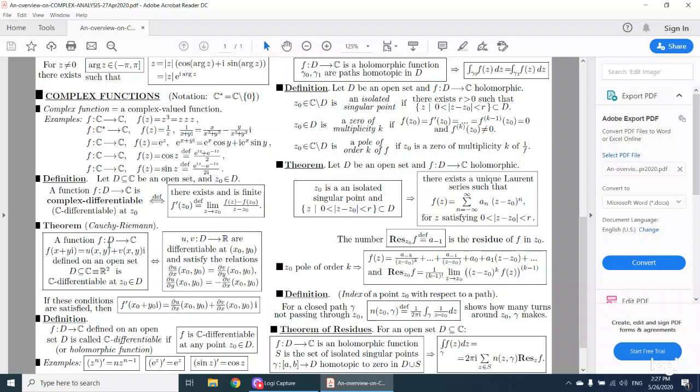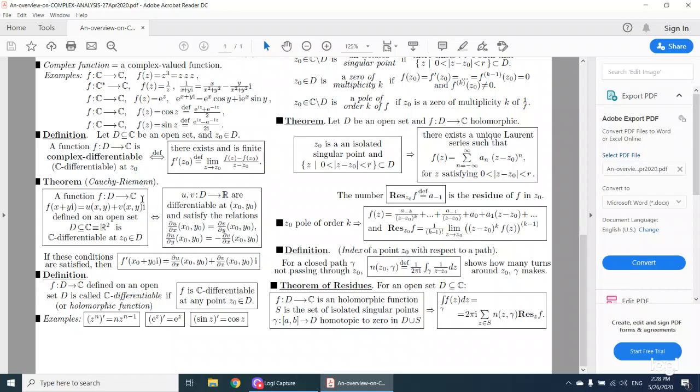A complex function of complex variable can be described by two functions of two real variables. In this way, u is the real part and v is the imaginary part. And a very important theorem, Cauchy-Riemann: such a function is complex differentiable at a point z0 if and only if these two real functions are differentiable and satisfy these relations, Cauchy-Riemann relations. And if these conditions are satisfied, then the derivative at a point can be computed in this way.